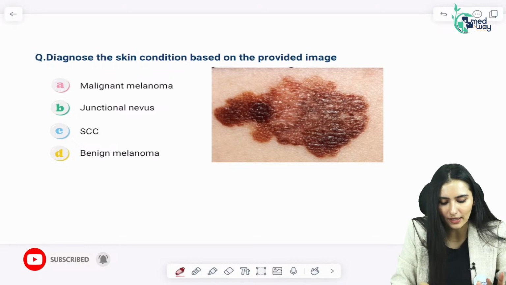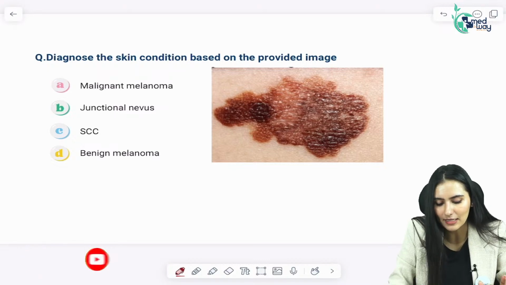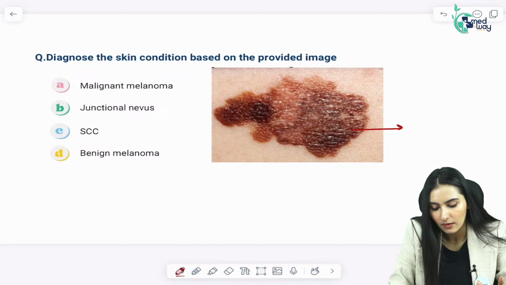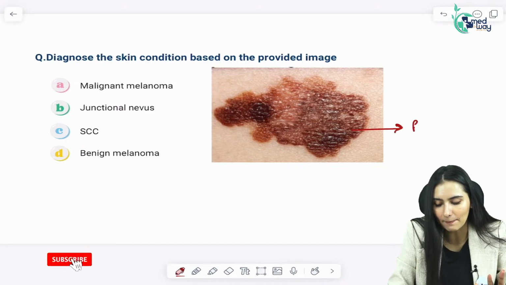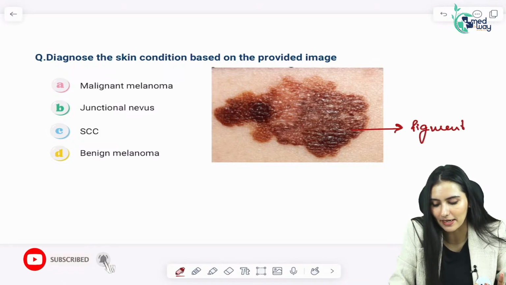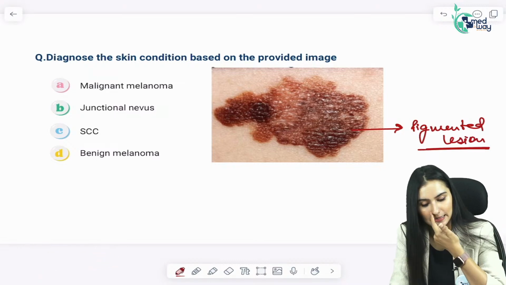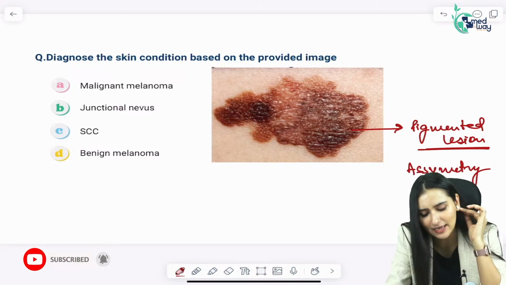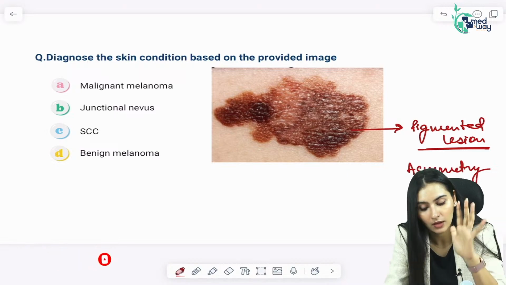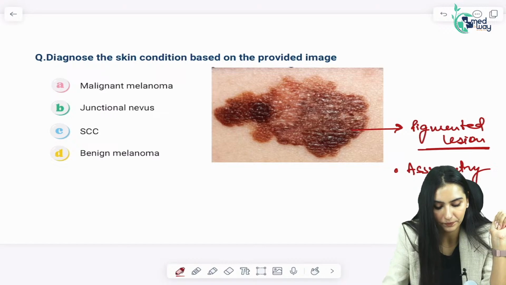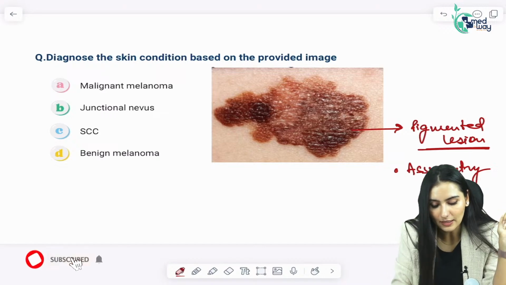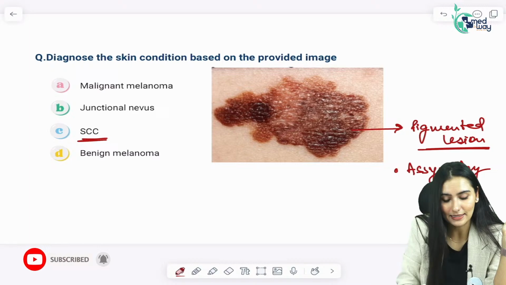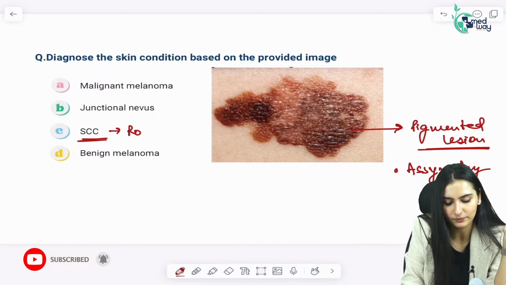Even if you don't know anything about it, what does it look like? It looks like a nevus. Basically it is a pigmented lesion. Let's start from the basics. Pigmented lesion. But what do you see in this? There is asymmetry. It is not a very symmetrical lesion. It is an asymmetrical lesion with irregular margins. So asymmetry is present over here. Does it look like SCC to you? No. SCC will have rolled out margins.